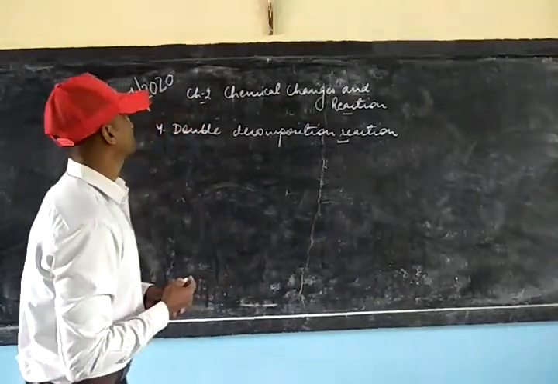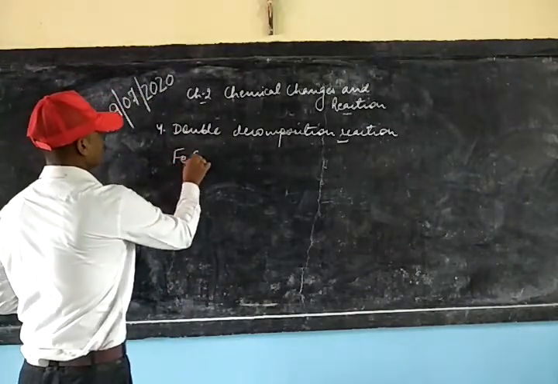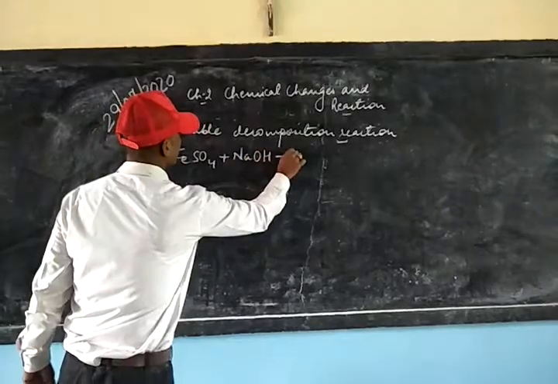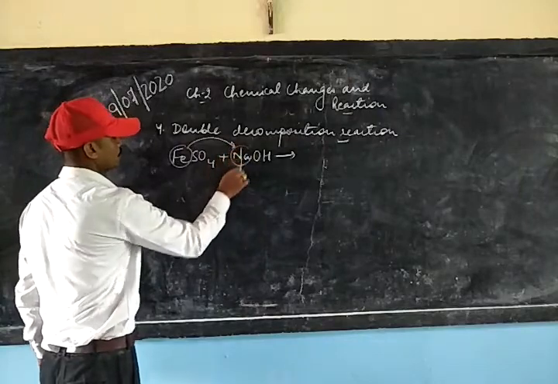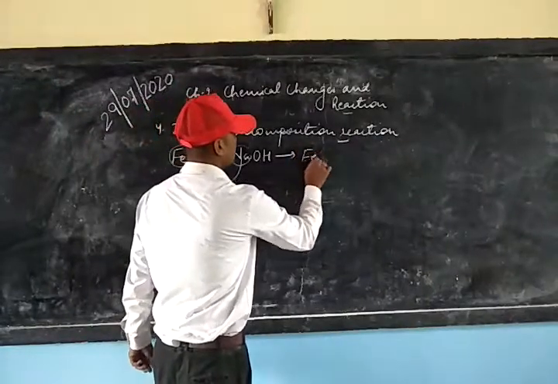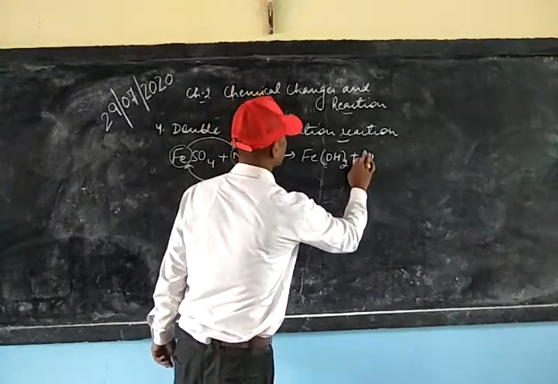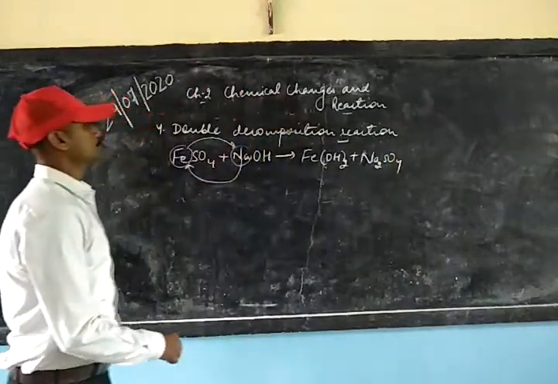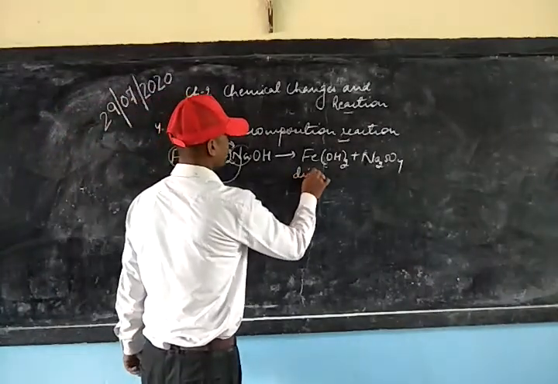Let us see an example. We have FeSO4 plus NaOH, where we can see iron and sodium are going to exchange their places to give the products ferrous hydroxide and Na2SO4. Here a dirty green precipitate will be formed.